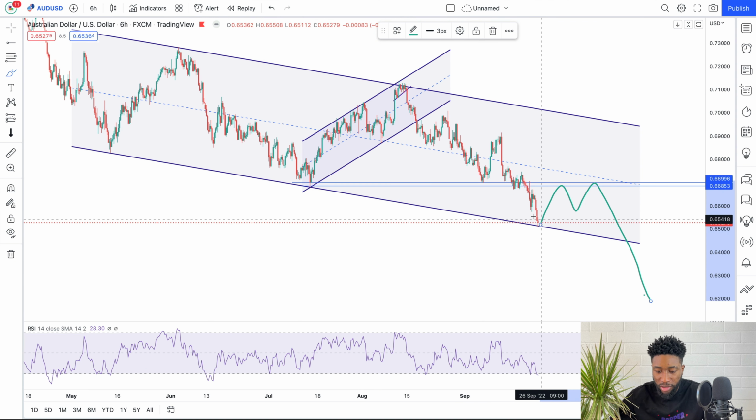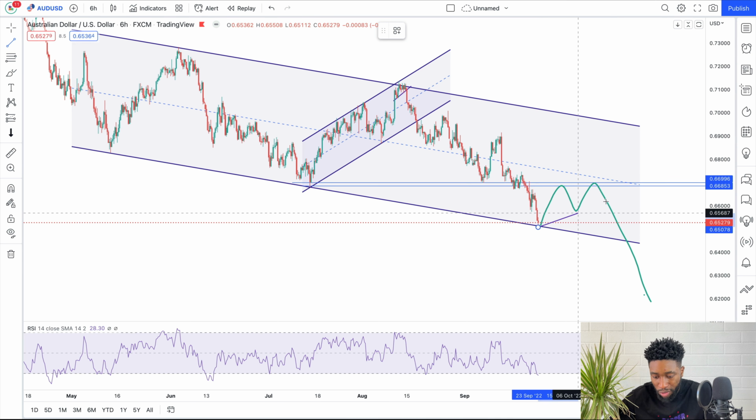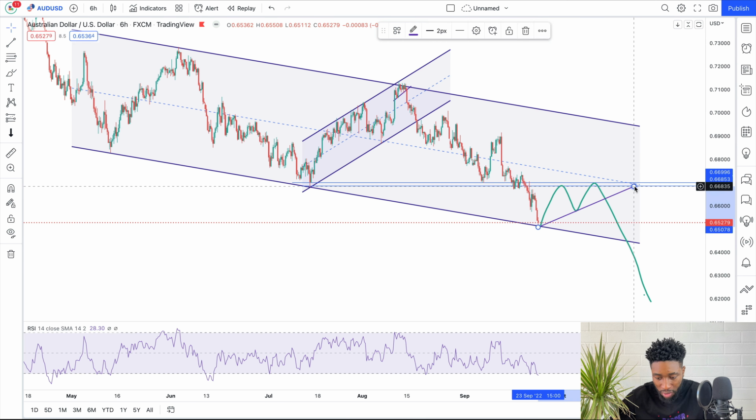So what I'm trying to say is, if we see a bullish reversal here, don't expect price to go up and come to these levels. I don't think that's going to happen, because the dollar is still strong at the moment. So this is something I'll be watching out for, AUDUSD to go short. I'm not going to jump on a long right now because the dollar is strong.